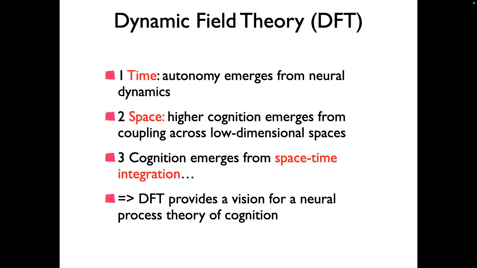So in the course we have these keywords we sometimes use. The autonomy, we call that time, because it has to do with generating time courses. And the other one we call space, and the coupling of these, the space-time integration, is how cognition emerges. And so that's what DFT is about. That's the research program of DFT.